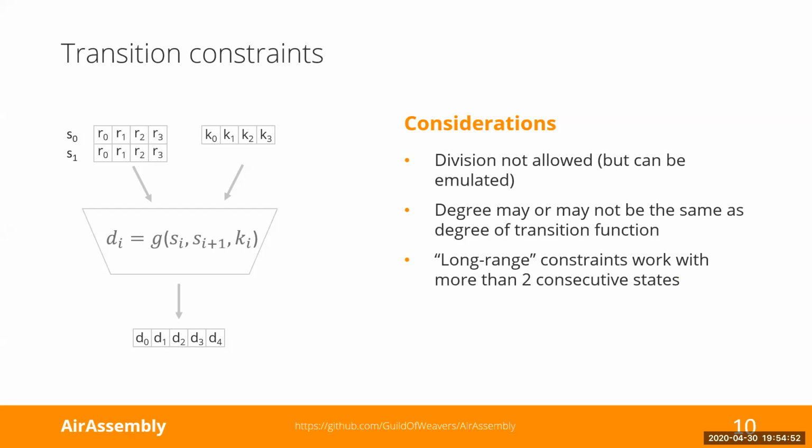And some considerations about transition constraints. Division is not allowed, but it can be emulated. The degree of the transition constraint may or may not be the same as the degree of the transition function. In reality, what matters is not the degree of the transition function, but the degree of the transition constraint. So that's what you want to really look out for. And as I mentioned with the long-range transition function, you can expand the definition of transition constraints to take more than just 2 consecutive states. They can look forward or look backward in the computation. So there is a lot of flexibility, and that flexibility comes with additional mental complexity, but you can do a lot of things with it.